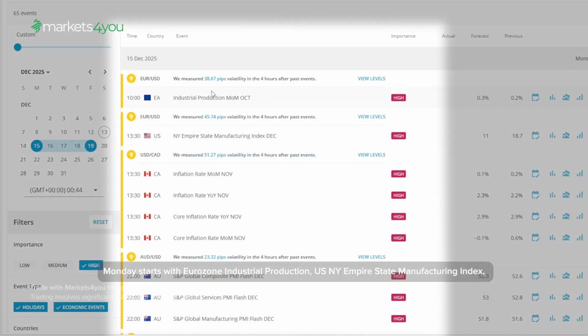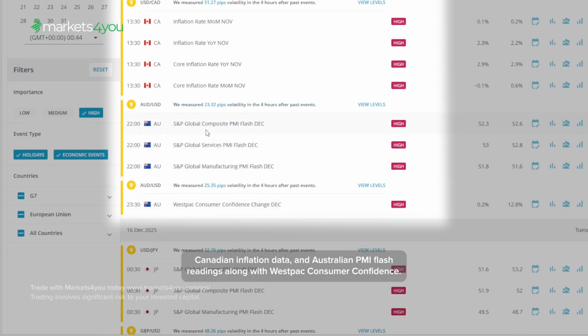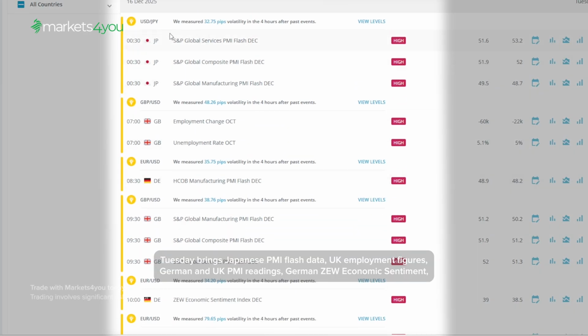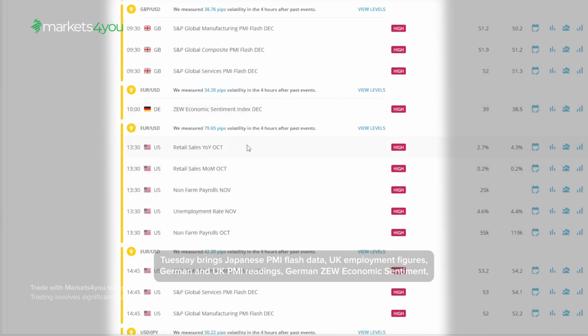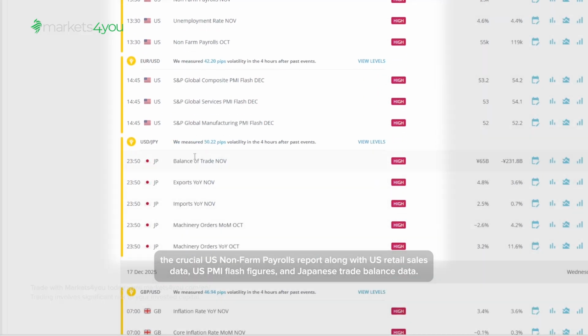Monday starts with Eurozone industrial production, US New York Empire State Manufacturing Index, Canadian inflation data, and Australian PMI flash readings along with Westpac consumer confidence. Tuesday brings Japanese PMI flash data, UK employment figures, German and UK PMI readings, German ZEW economic sentiment, the crucial US non-farm payrolls report along with US retail sales data, US PMI flash figures, and Japanese trade balance data.